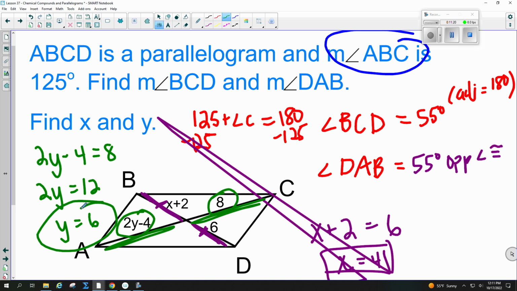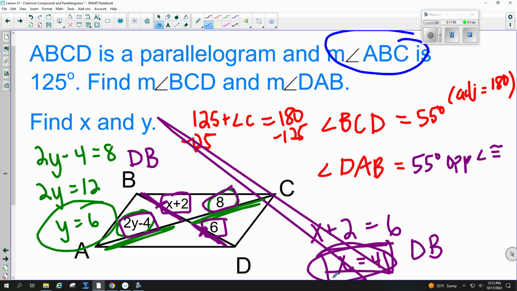Good question. The reasoning would be diagonals bisect, diagonals bisect. Could you just solve for one and have the answer for the other one, because they both came out as 6? Well, this one's 4. Okay. So no. You have to do them separately.